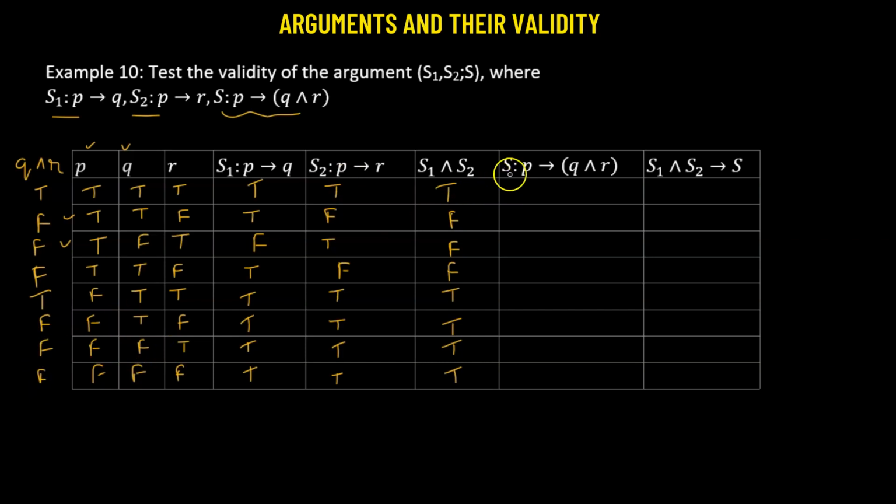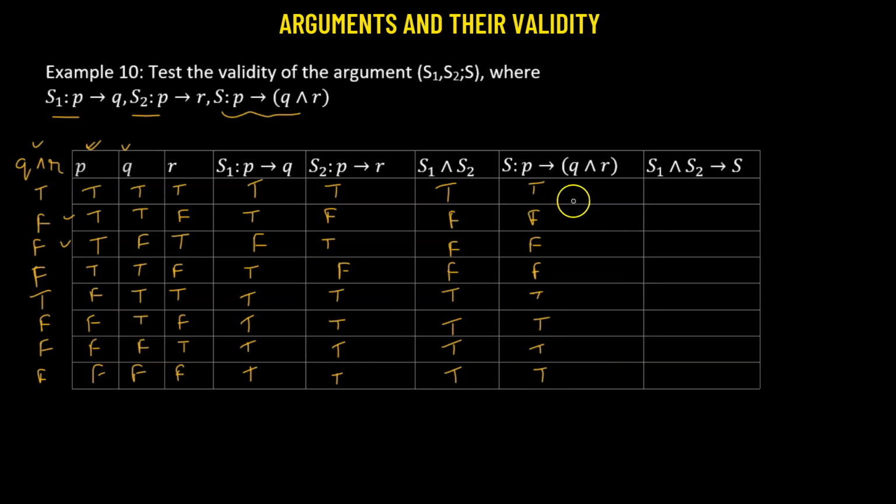So let's construct the truth values of this conditional statement. If P, then Q and R. So we have if true, then true. So this is true. If true, then false. So this will be false. If true, then false. So this is going to be false. If true, then false. This will be false. If false, then true. This will be true. If false, then false. This will be true. And the rest will be true as well.